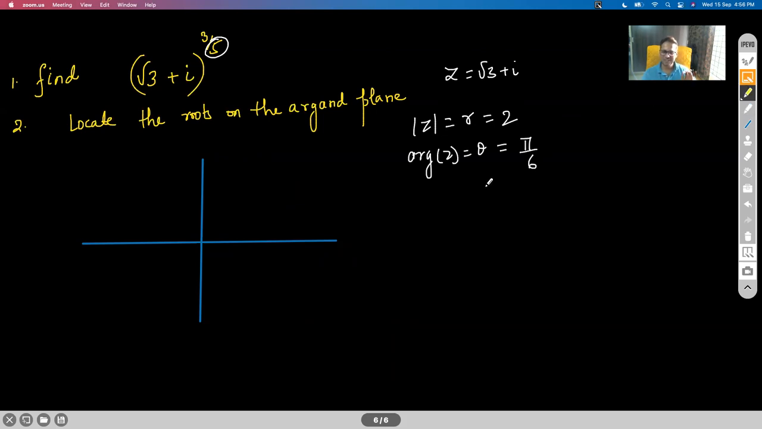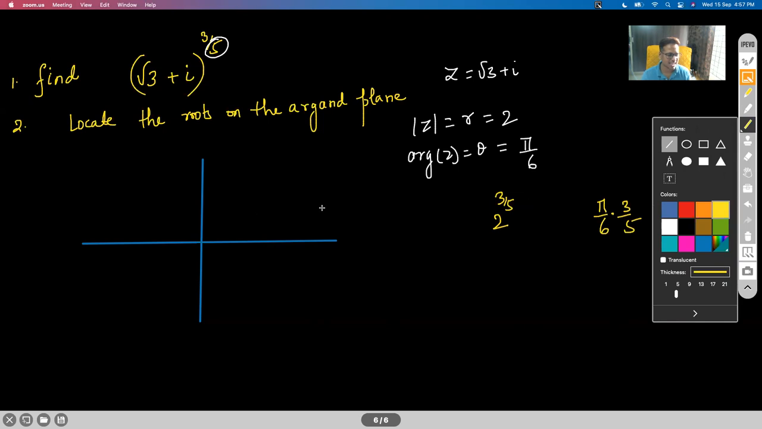So locate your first root. Out of those 5 roots, the first one will be located at a distance of 2 to the power 3 by 5, and at an argument of pi by 6 into 3 by 5. So multiply this with 3 by 5. In fact, this will give you pi by 10, isn't it? So your first complex number will be located at pi by 10, which is almost 18 degrees. So that will be a very small angle here. So 18 degrees, somewhat like this.